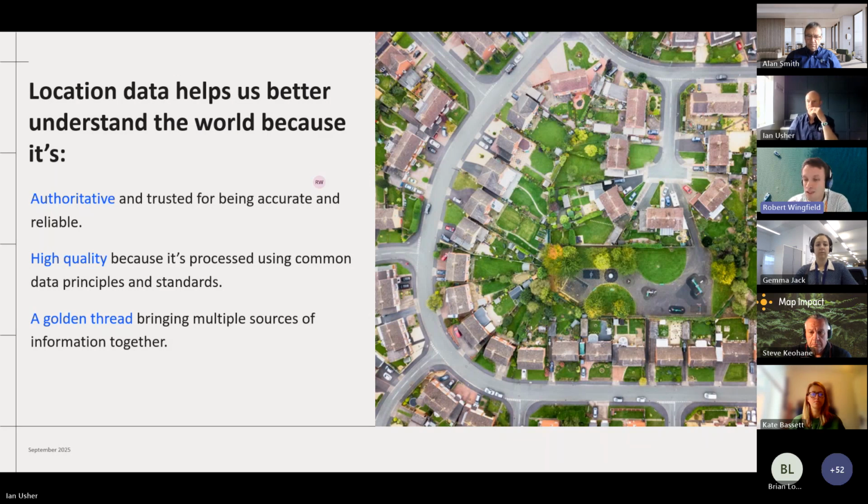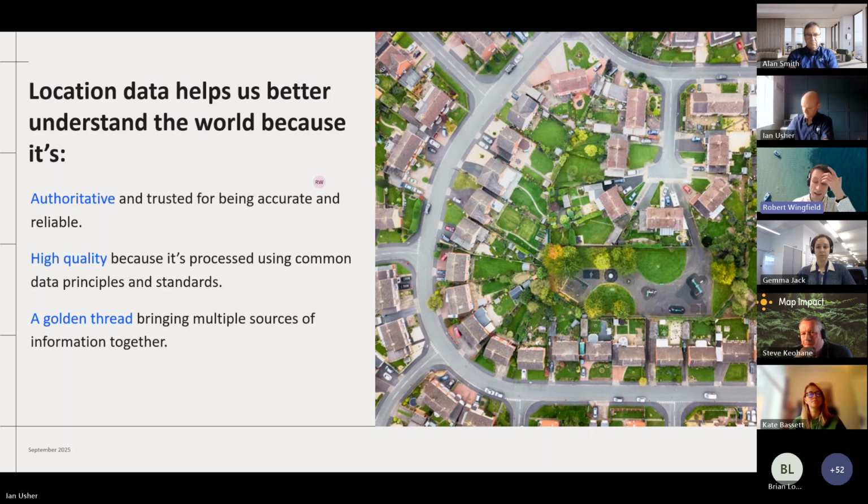That's very much around Ordnance Survey data being authoritative and trusted. You'll be using data that's created by ourselves at OS, but also through custodians, for example, local authorities, when it comes to address information, utilising highly accurate, right down to centimetre level accuracy. It's known for being reliable, but also for being high quality because it's processed using key data principles and standards, and critically a golden thread of multiple sources of information together.